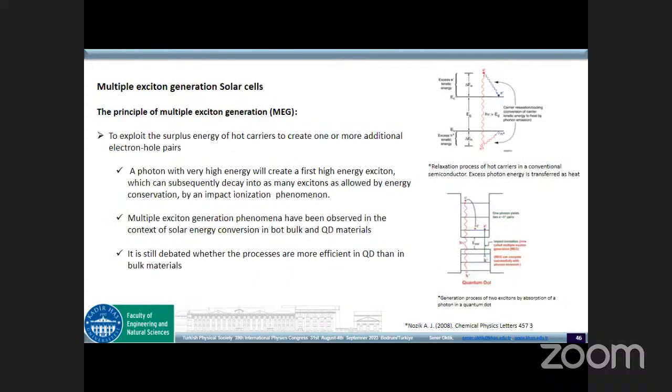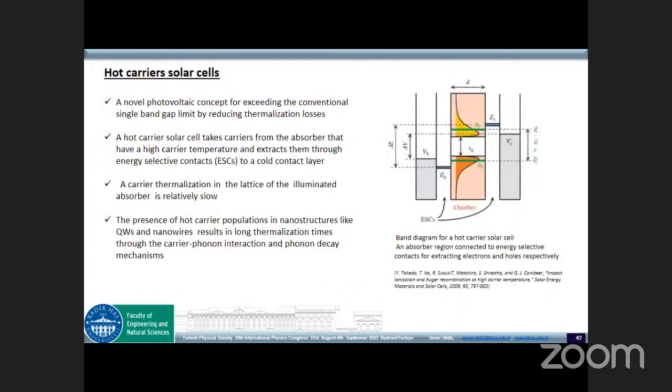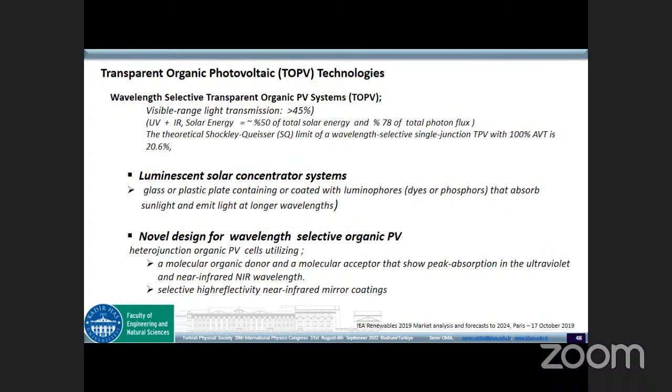Of course, I'll just mention the heading, because time is not limiting. The multiple exciton generation solar cells, another area really using nanotechnology and quantum concepts. The other one is hot carrier solar cells. The third one, transparent organic photovoltaic technologies. In here, we've got luminescence solar concentrator systems, a novel design for wavelength selective organic PV.